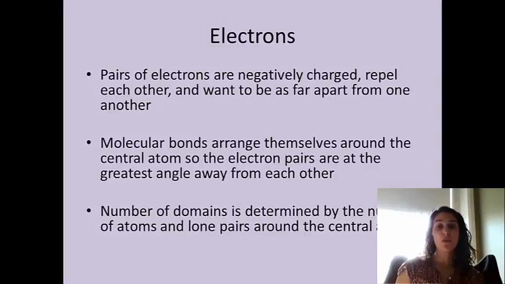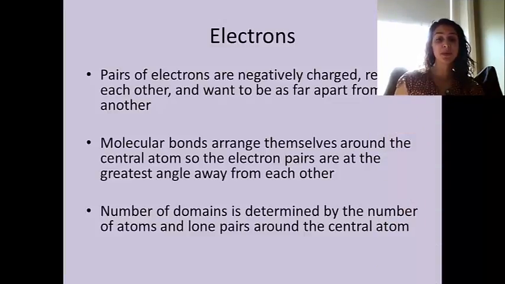And as a result, they want to be as far apart from one another as possible because they're the same charge. They don't want to be next to each other. Because of this, molecules take advantage of the 3D space that they have rather than the flat space we see them as when we draw the Lewis dot structures. So the molecular bonds will arrange themselves around the central atom so that the lone pairs are as far away as possible from each other. They have the greatest angle away from one another.